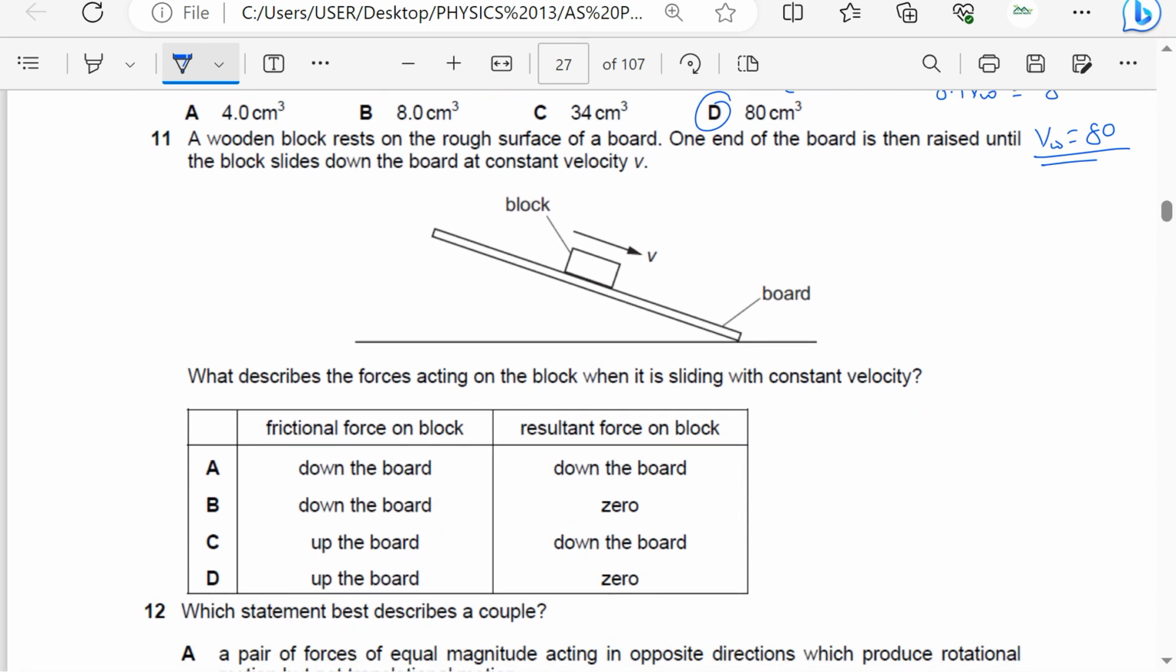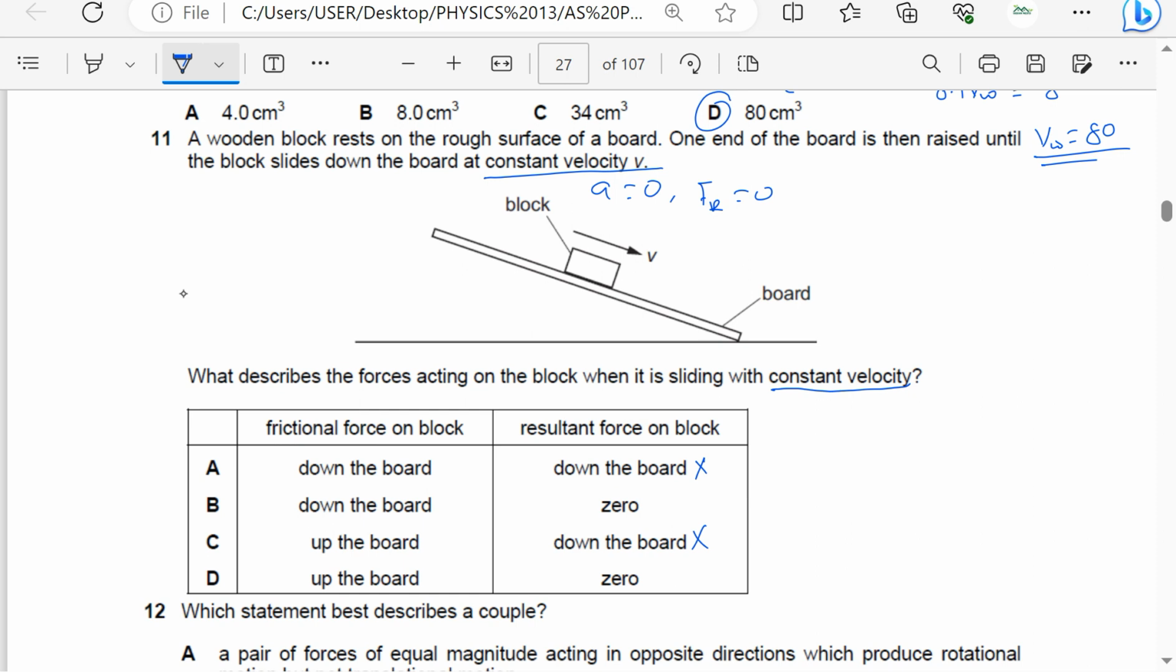A wooden block rests on the rough surface of a board. One end of the board is then raised until the block slides down the board at constant velocity. So it is at constant velocity, acceleration is 0, and the resultant force along the plane should be 0. What describes the forces acting on the block when it is sliding with constant velocity? The resultant force must be 0, so this one and this one should be out.